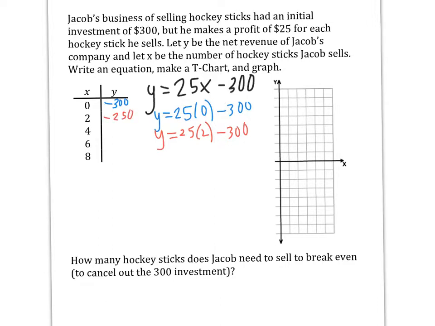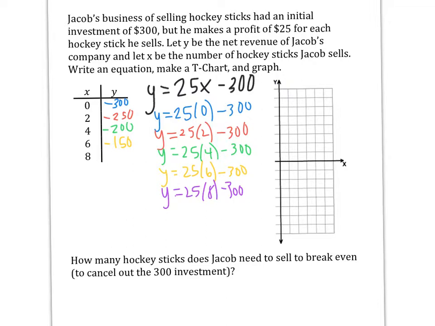Okay, if I plug in 4, Y equals 25 times 4 minus 300. 25 times 4 is 100. 100 minus 300 is negative 200. If I plug in 6, Y equals 25 times 6 minus 300. 25 times 6 is 150. Minus 300 is negative 150. And then lastly, I'll plug in 8. So Y equals 25 times 8 minus 300. So 25 times 8 is 200, minus 300 is negative 100.